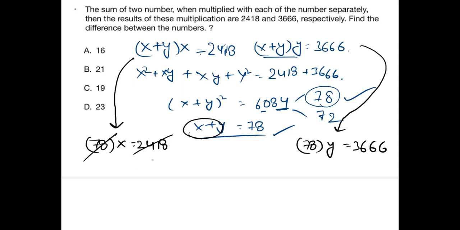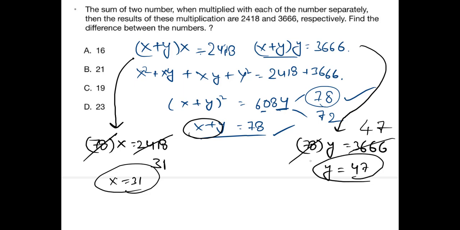We know the 78 table. 78 times 3 is 234, and remaining is 7, so x is going to be 31. Let us see y. 78 times 4 is 312, and we got remaining, and then 78 times 7. So y is going to be 47.